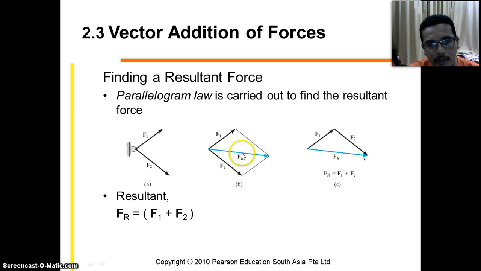So you can draw the diagonal line from here to here. This is the resultant force. Then we can take the upper triangle or lower triangle for the trigonometry, the triangle construction. So the resultant force is equal to F1 plus F2. The resultant force means the F1 vector plus the F2 vector.